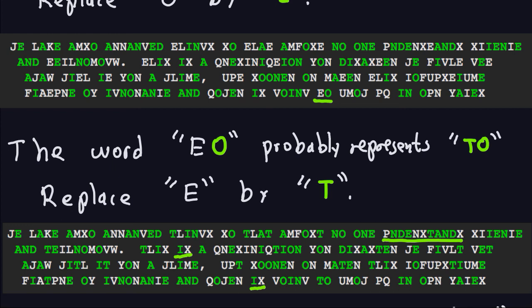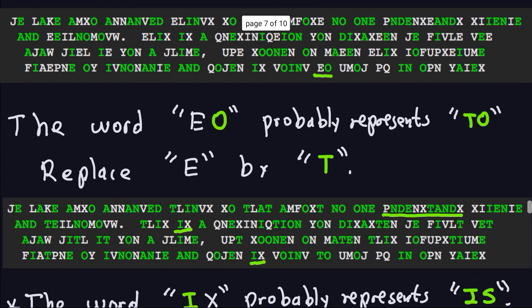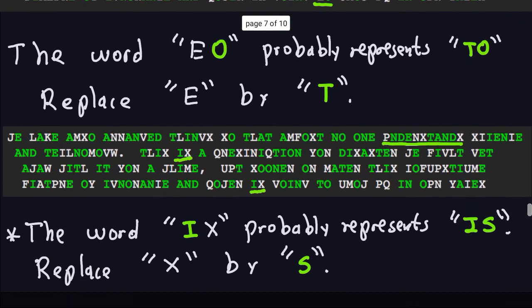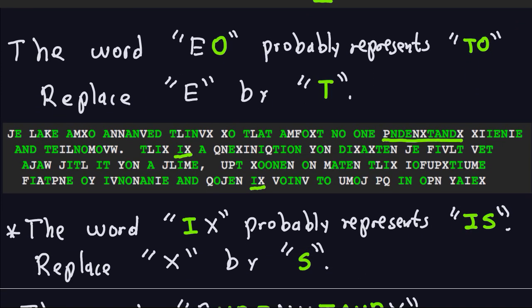Again, you have to go back to that list of words that I gave you. So this is what I'm saying here. The word that you see here, IX, probably represents the word "is". What that means is I'm going to replace the letter X in white by the letter S in green. X in white by S in green. And of course, you have to do it everywhere the white X appears. You replace it by the green S.